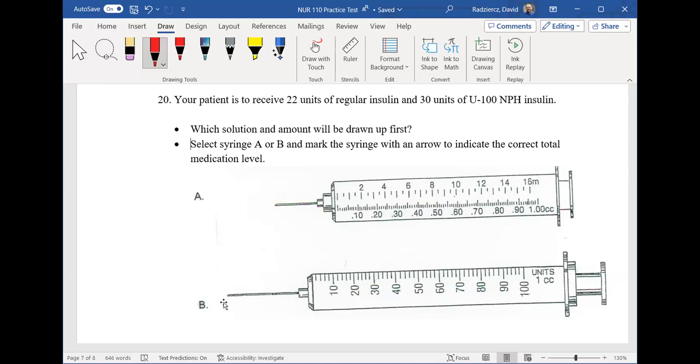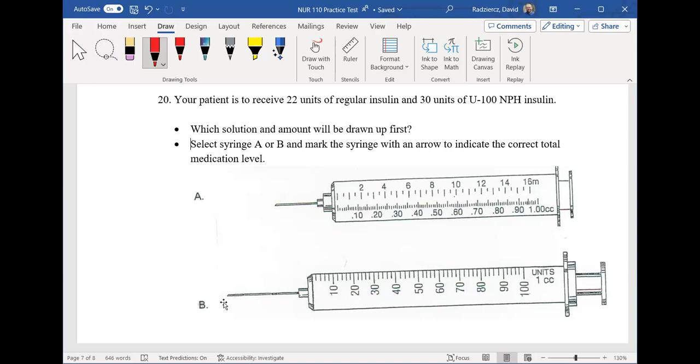If you are taking a Blackboard test, a lot of times they just ask you to mark the syringe at the total level, because you can't put 2 drop points on there and get a grade for that. So if you see this question on Blackboard, you're going to see it just marking the total number. All right.